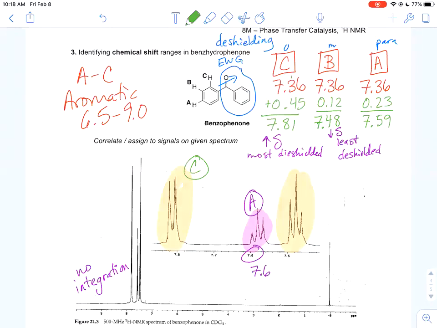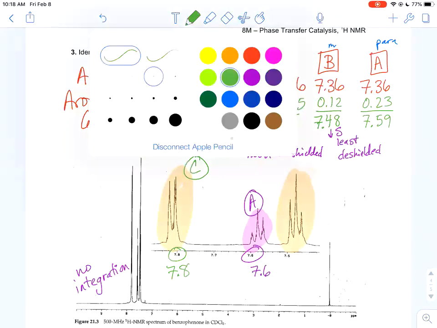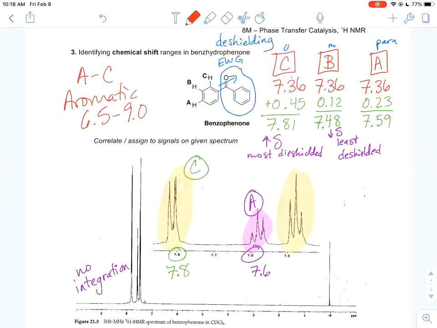And that works out for us. We see that it does in fact show up at 7.8, which is pretty much right where we're expecting it, so hooray. We then lastly have the least de-shielded signal, and that was signal B. I forgot to add this, but this was the 4 hydrogen signal, as was signal C, and then the smaller one was signal A for 2 hydrogens.